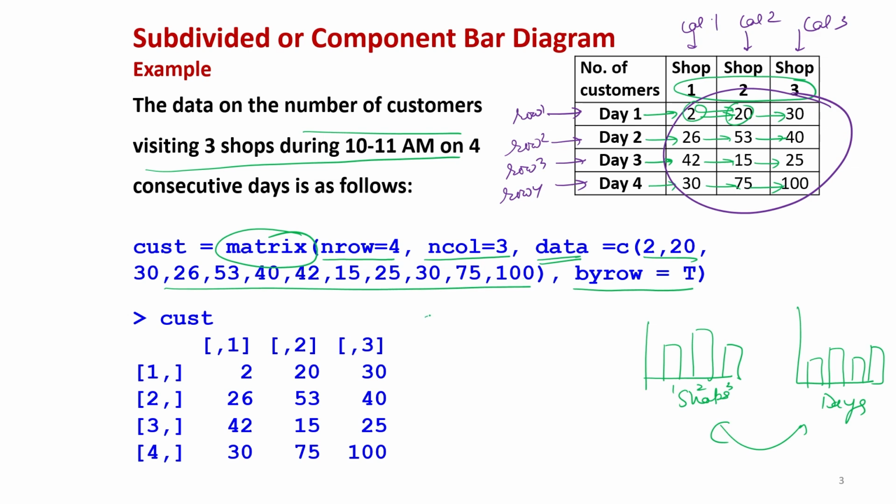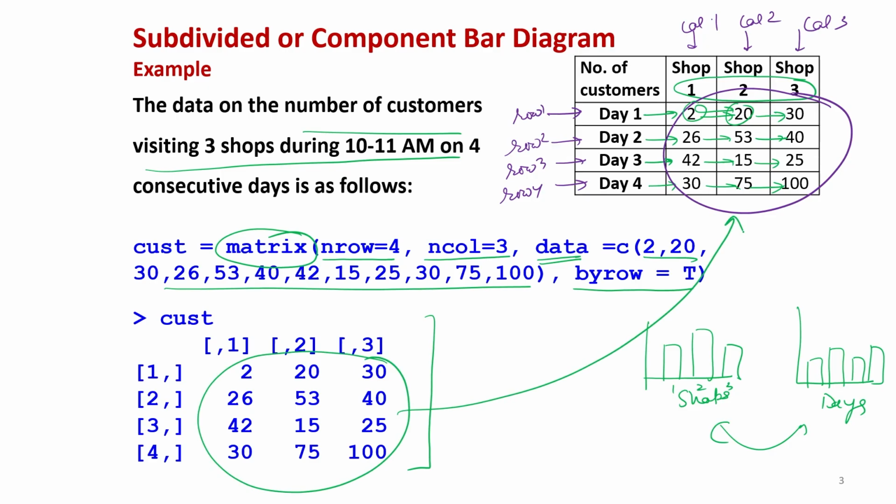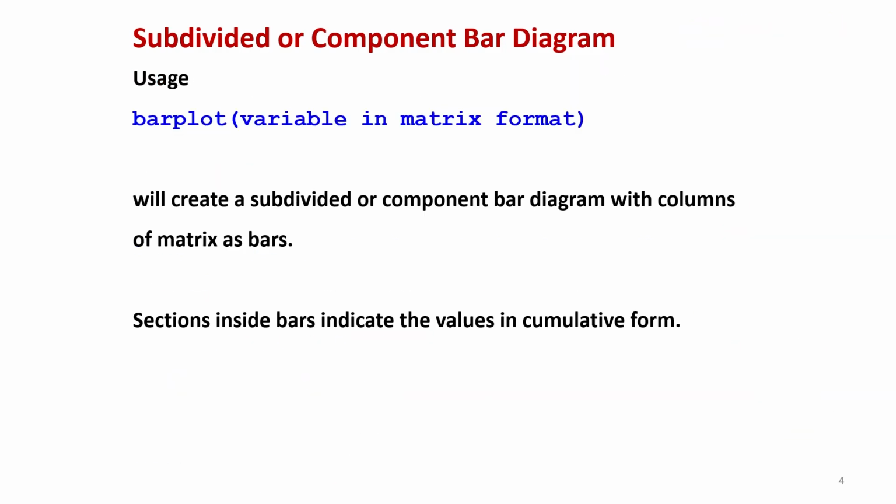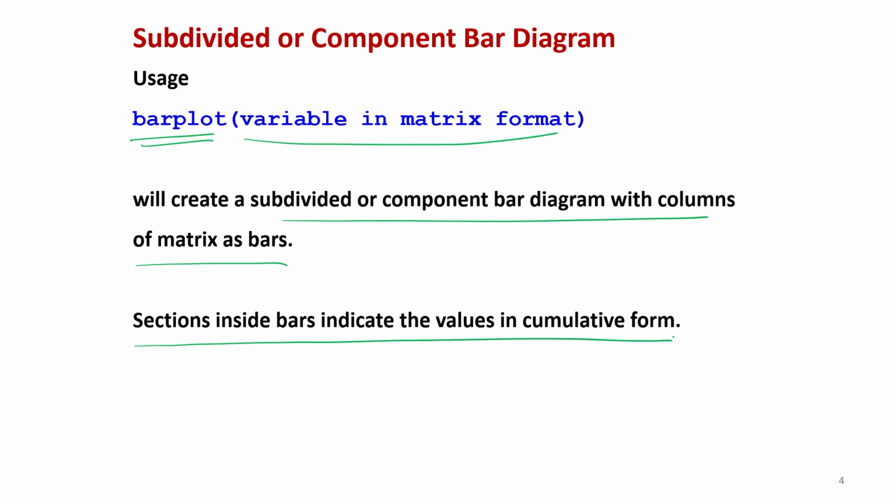So you will get this matrix like this one, and you can see this matrix is the same as this data, right. Now after this it is very easy. You simply have to use the command barplot, and the data has to be given in the matrix format, and this will create a subdivided or component bar diagram with columns of the matrix as bars, and sections inside the bar will indicate the values of the frequency in cumulative form.